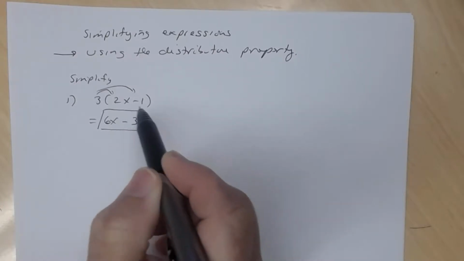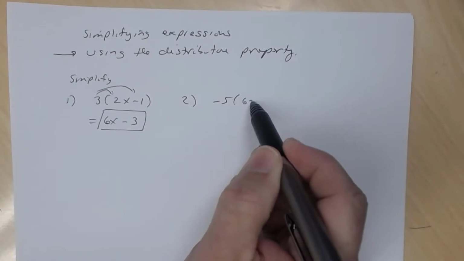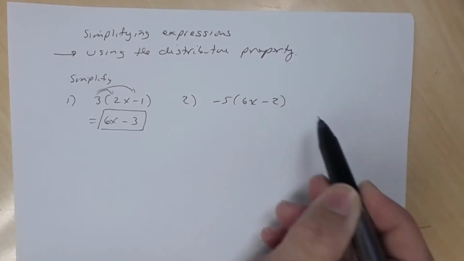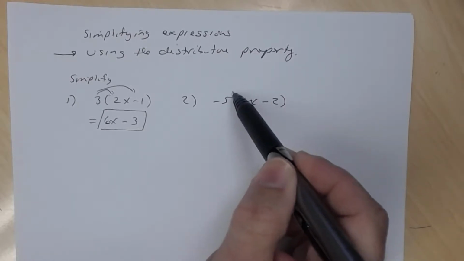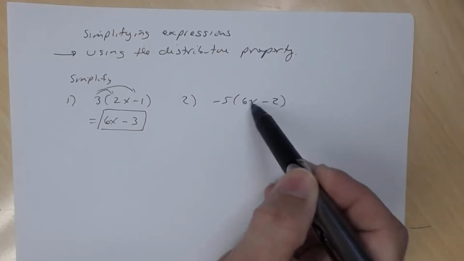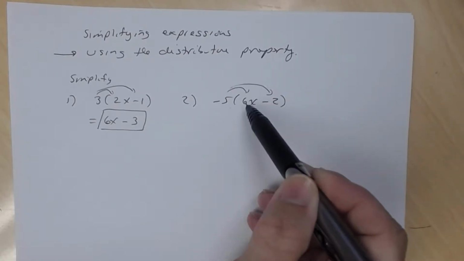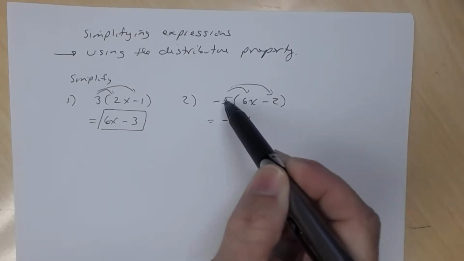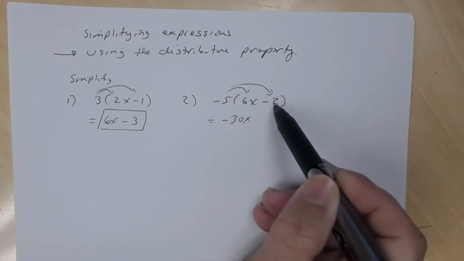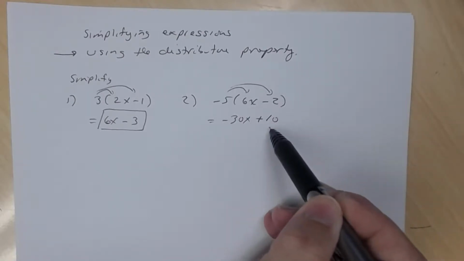You're done. All right, number 2, suppose we had negative 5 times (6x minus 2). Again, you're going to get rid of the parentheses by distributing the negative 5. Every term in here, you multiply by negative 5. So negative 5 times 6x is a negative 30x. And then negative 5 times a negative 2. Remember, negative times a negative is a positive, so that is a positive 10. Those are not like terms, so there's your answer.